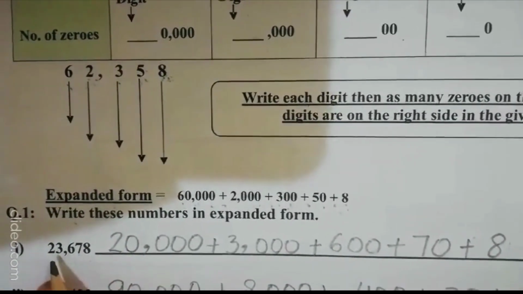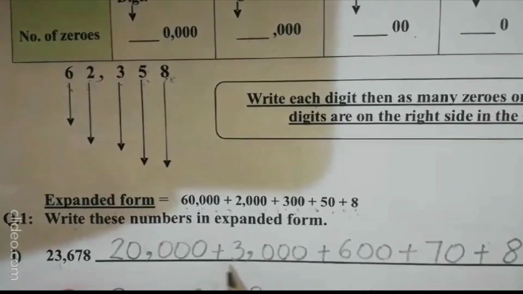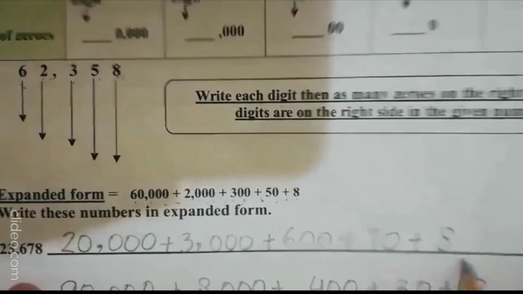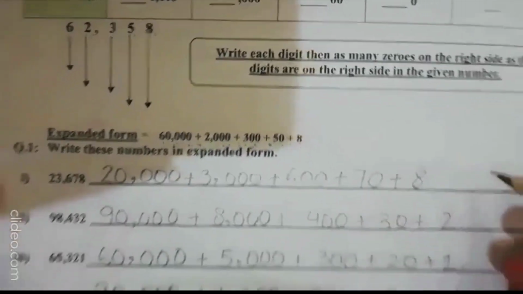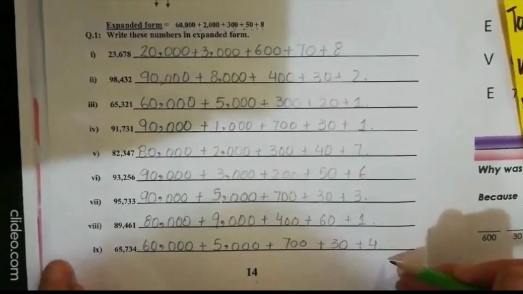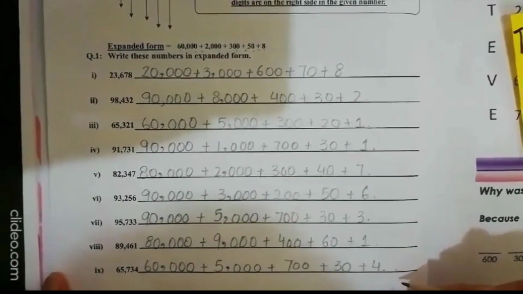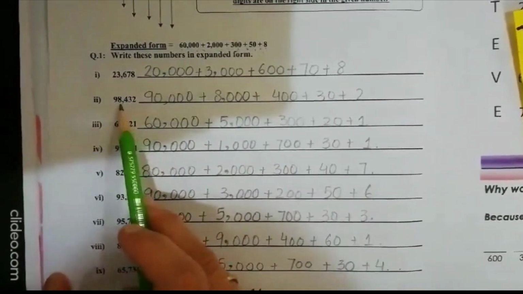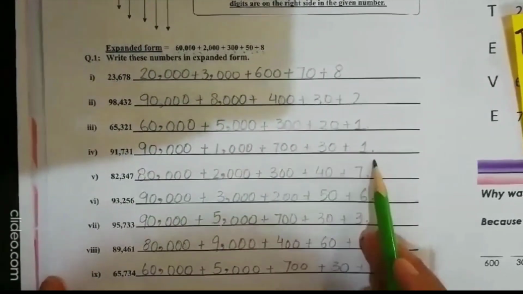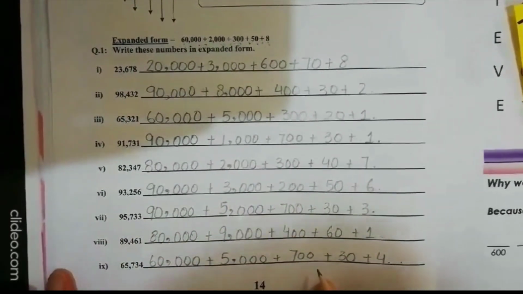Now the expanded form of 23,678 is 20,000 plus 3,000 plus 600 plus 70 plus 8. Now have a look at all the parts of this question, the expanded form of all these numbers. I hope you all understand the expanded form of 5-digit numbers.